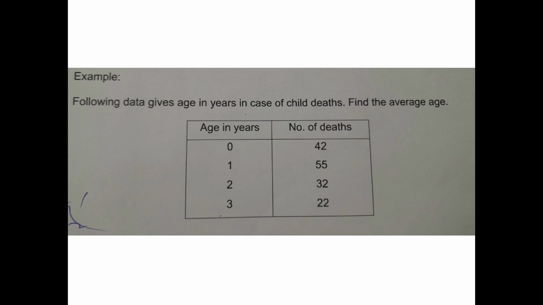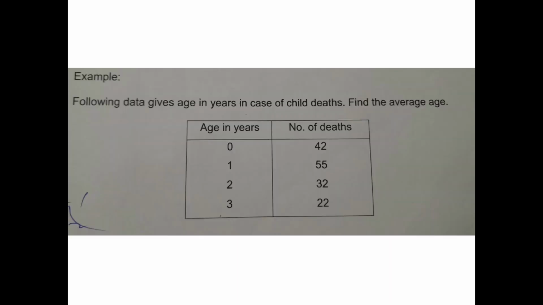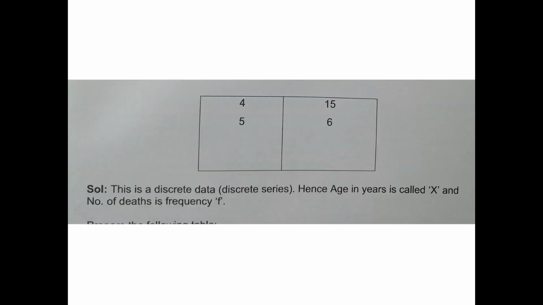So first we will see one problem. The following data gives age in years in case of child death. Find the average. You can see age in years and number of deaths are given. This is the statement of that problem. How will we solve it? This is discrete data, a discrete series. It is not a continuous one. Hence age in years is called x and number of deaths is the frequency.